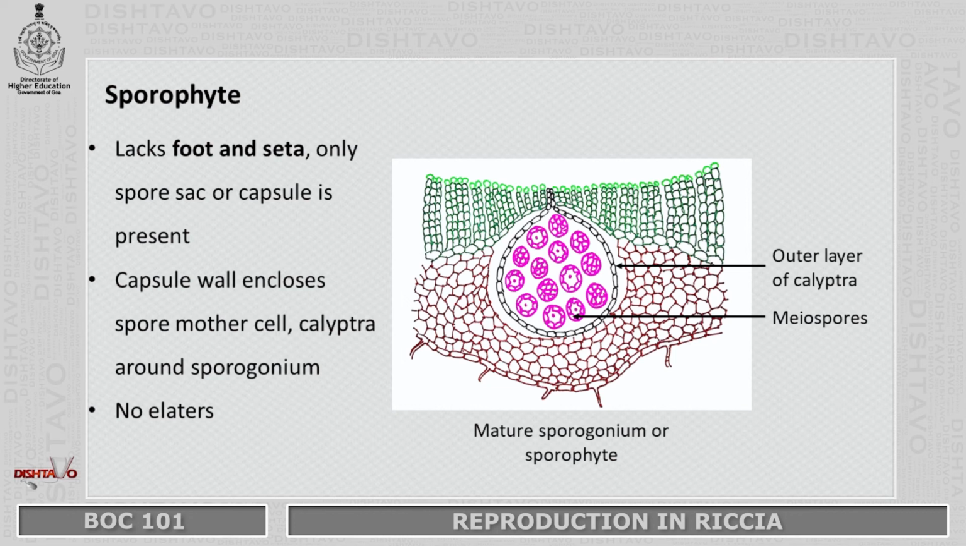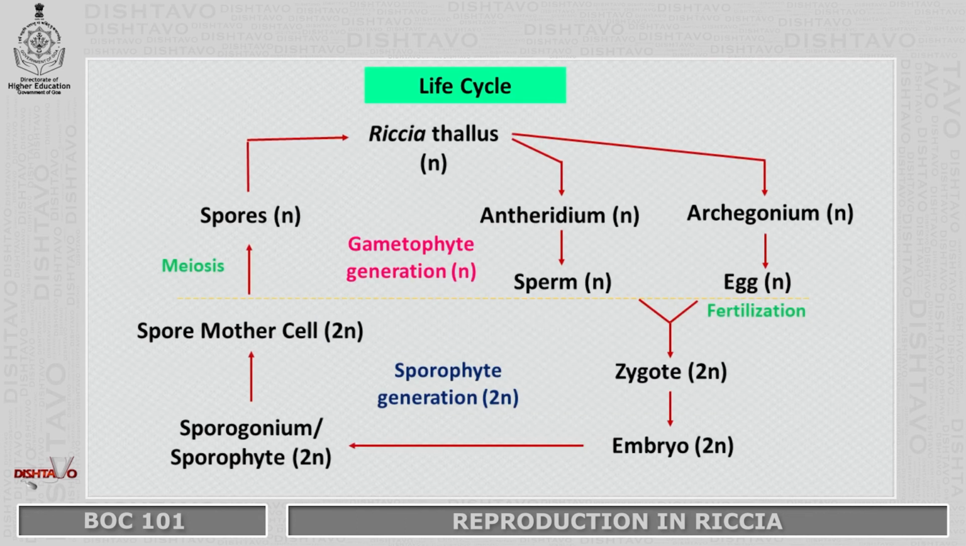In the picture, we can see that there is an outer layer of calyptra that encloses the meiospores. Initially, the capsule wall will be enclosing the spore mother cell that undergoes meiosis to form the meiospores. Here there are no elaters present. So, this is a simple structure that is seen for the sporophyte of Riccia.